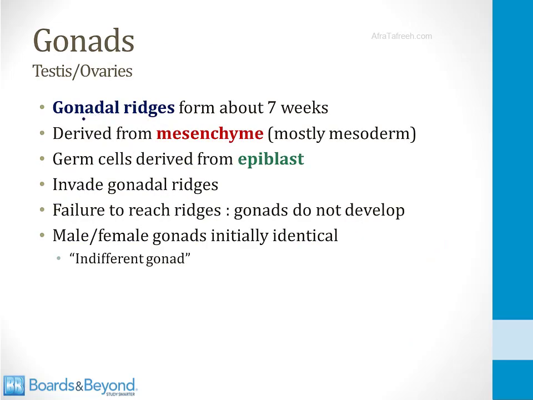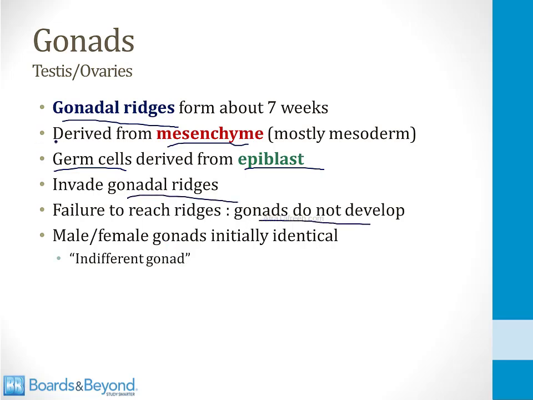There are structures in the embryo called gonadal ridges that form at about 7 weeks. They are derived from mesenchyme, which is embryonic connective tissue made up mostly of mesoderm. The germ cells, which will eventually develop into sperms and eggs, are derived from epiblast cells. The epiblast is one of the two layers of the bilaminar disc in early embryo development. These germ cells will invade the gonadal ridges, and if they don't reach the ridges, the gonads will never develop.